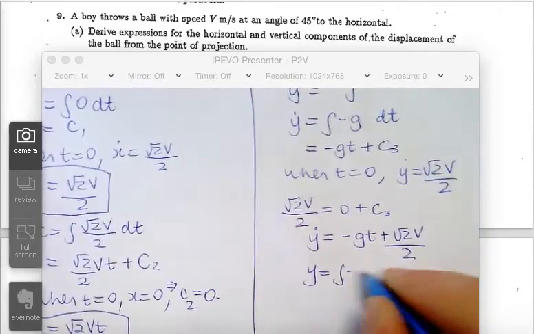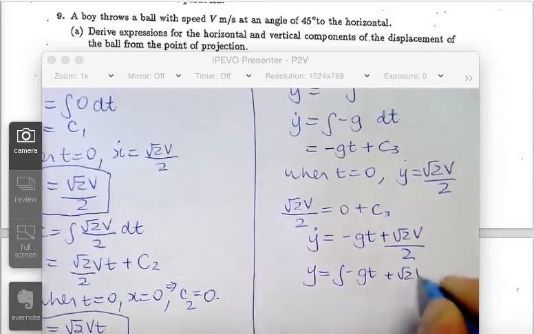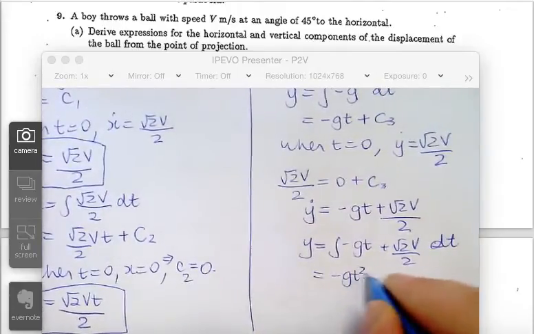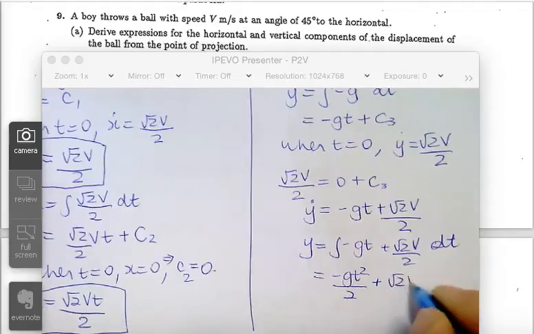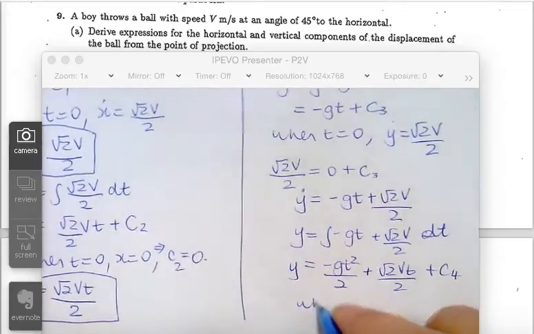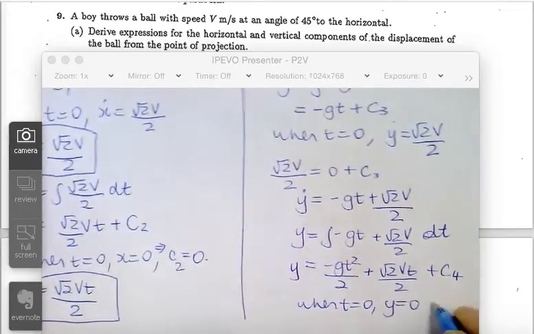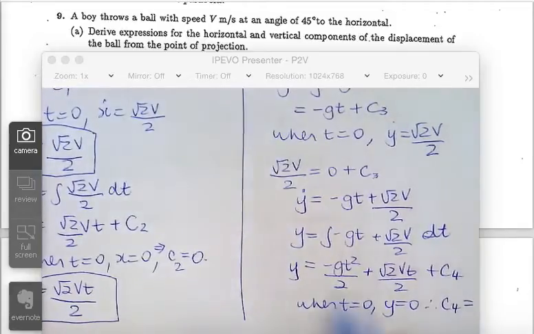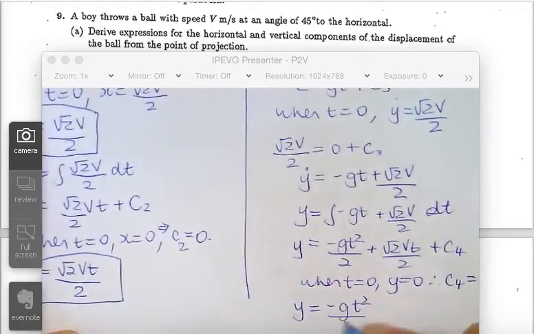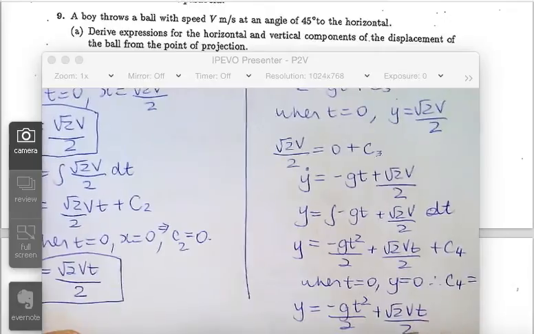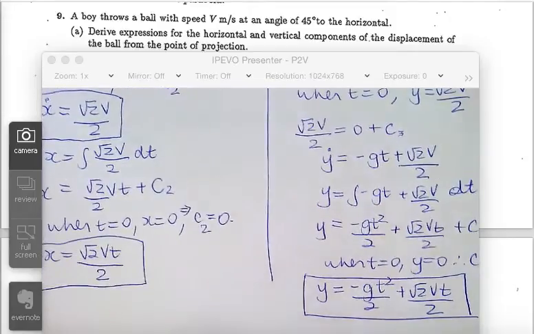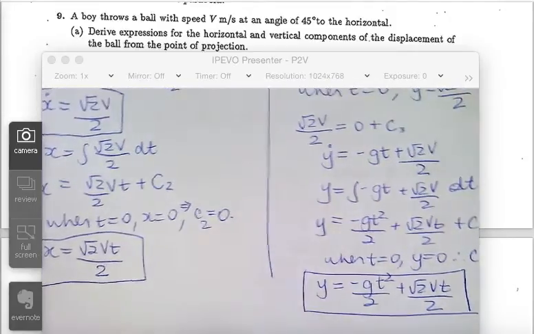The displacement is the integral of negative gt plus root 2v on 2 dt, which is negative gt squared on 2 plus root 2 vt on 2 plus constant 4. When t is 0, y is 0, therefore c4 will be 0. So therefore y equals negative gt squared on 2 plus root 2 vt on 2. You can put it all over 2. It is a common denominator already.